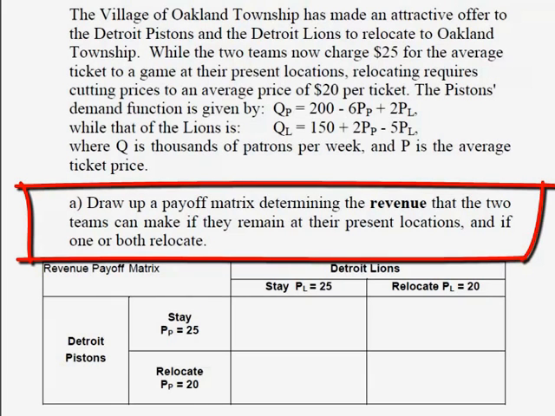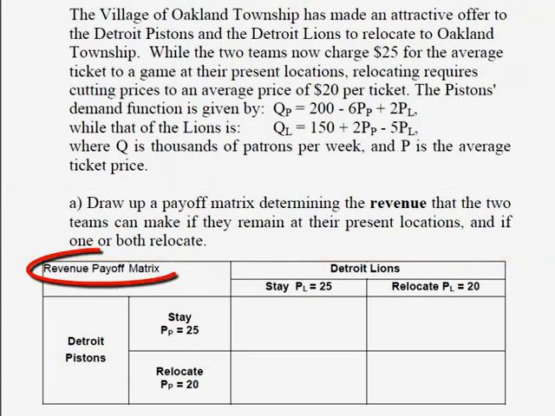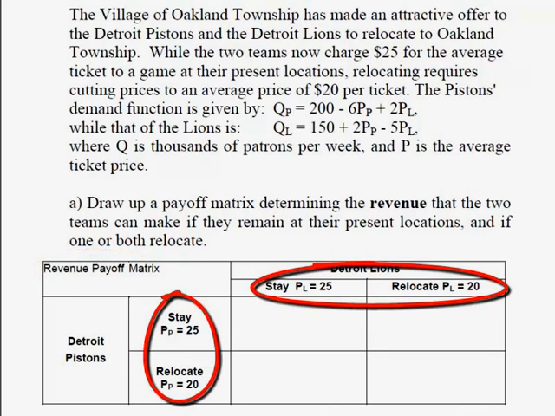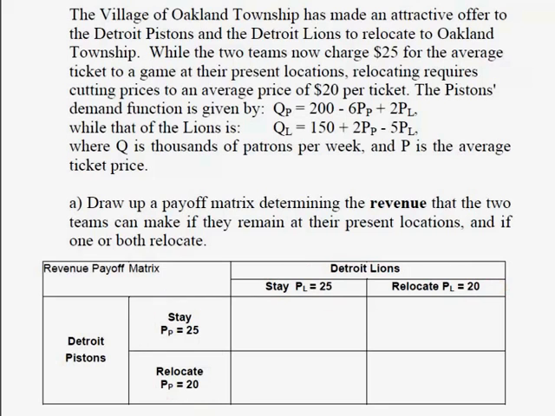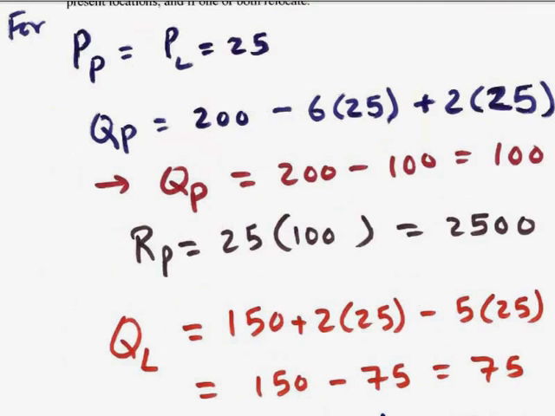The payoff matrix requires that we determine the revenues, and in order to determine the revenues, we need to plug the prices that are given into the demand functions. We obtain the quantities and then multiply the price times the quantity to come up with the revenue. Those are the entries that will go into the matrix.